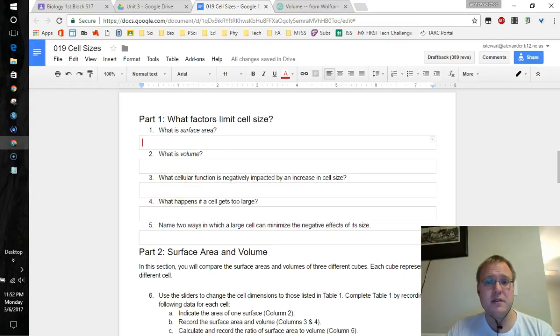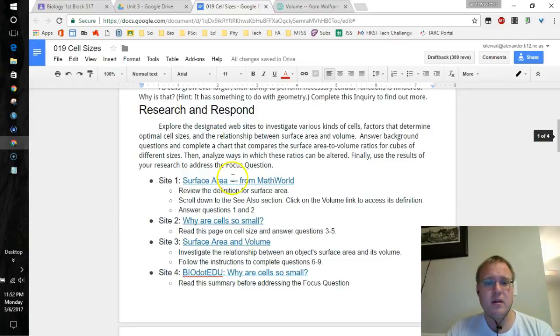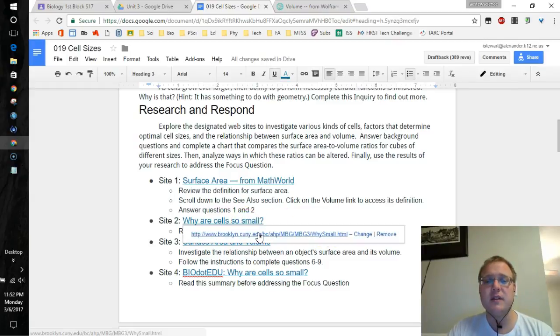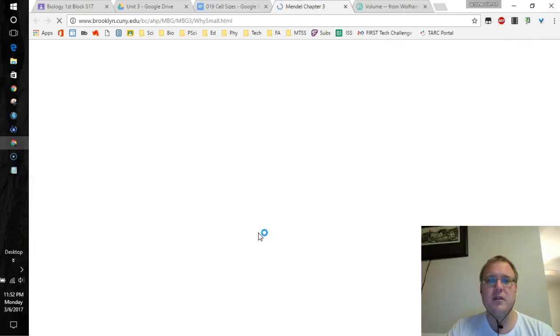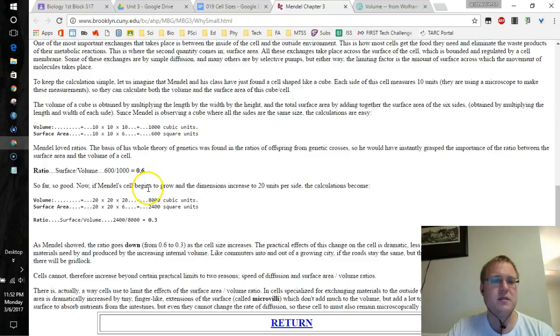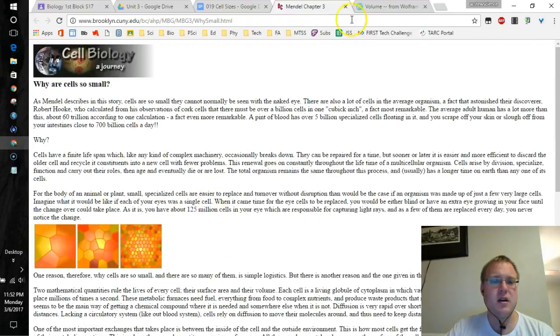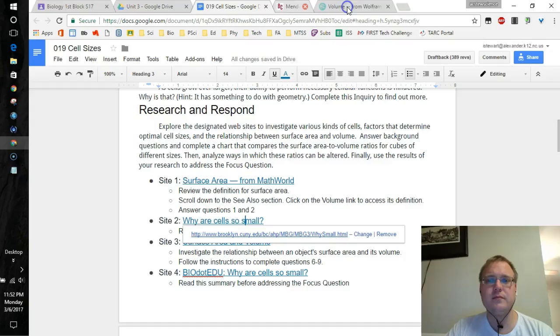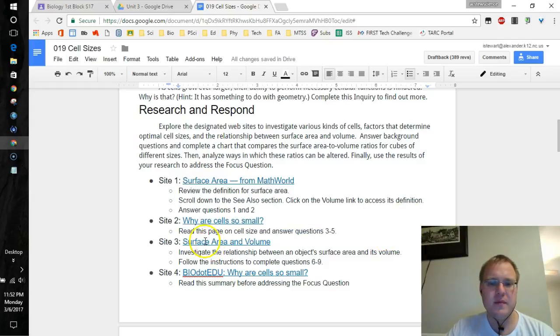The next questions, if you go back, it says, why are cells so small? Read this page on cell size and answer questions 3 to 5. So you can click there, read through it, and answer questions 3, 4, and 5. Nice little easier reading there. And once you've answered those questions, you're going to go to this other page to answer questions 6 through 9.